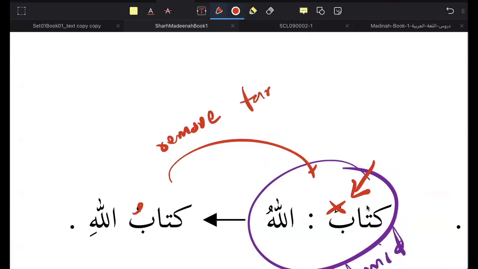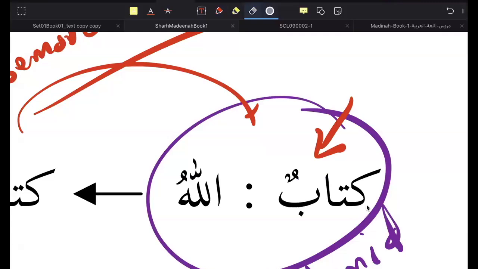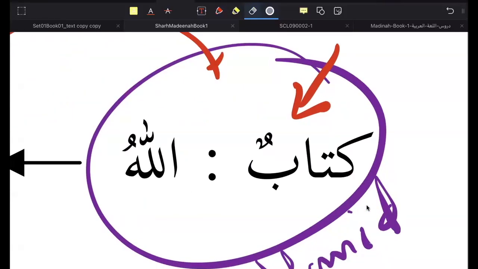Remove tanween. Did I say change the haraka? No, I did not say change the haraka. All I said, remove the tanween. That means regardless what haraka you had, it could have been kitaban, or kitabin. I don't know, and I don't care. The only thing I'm saying is that if it was double of any haraka, just remove one of them. Your job is done for the first part.